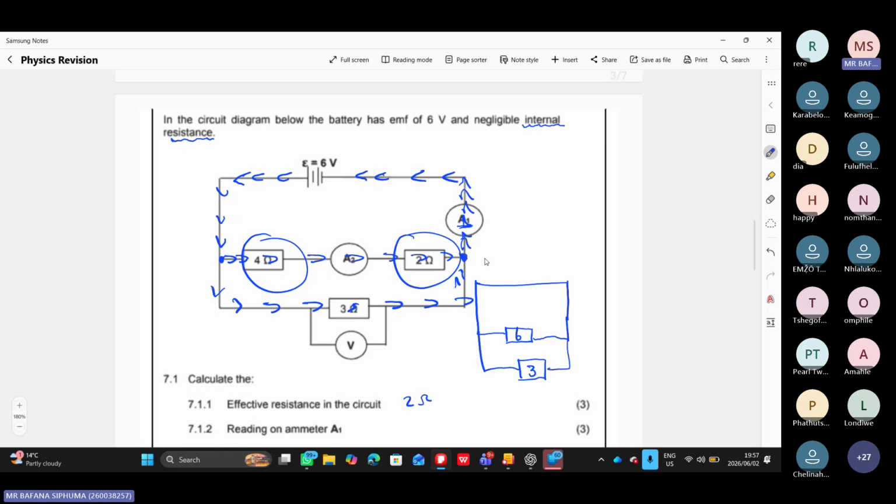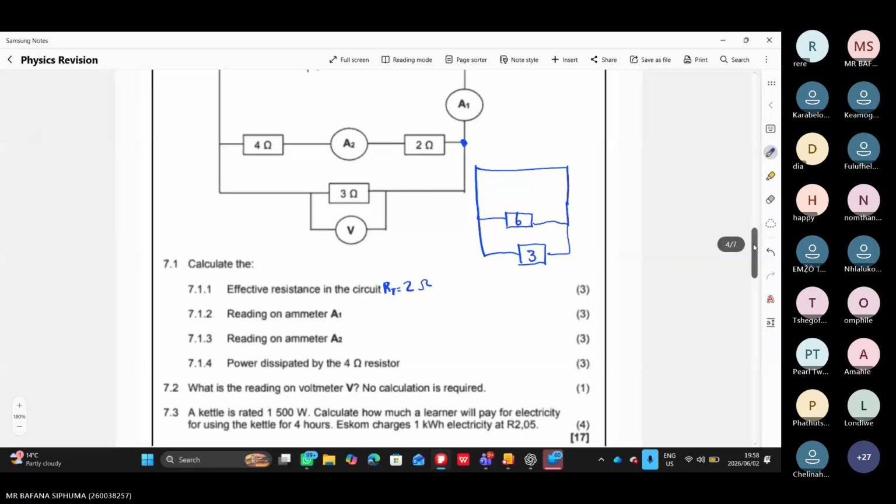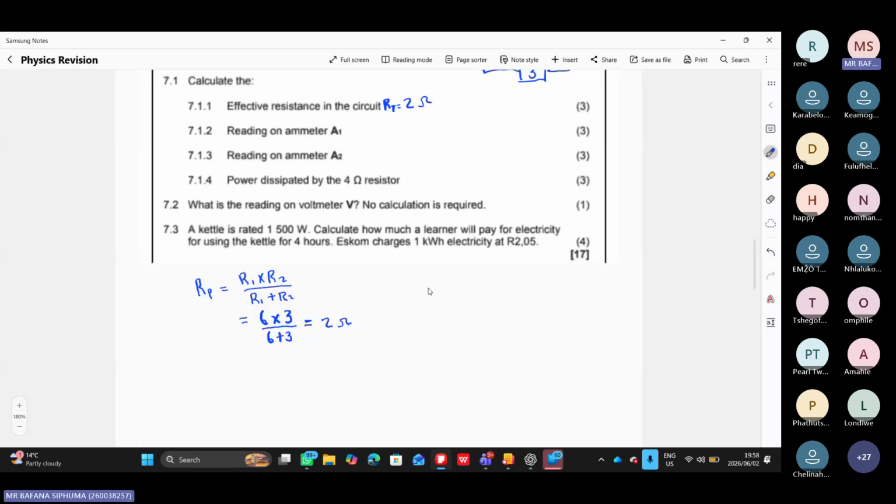It's simple because remember the effective resistance that you calculated, it was basically your RT, your total current, right? Then you also have the EMF, which is 6. Because you don't have the internal resistance, your EMF is just that value, which is 6. So at the end of the day, you're going to use Ohm's law for 7.1.2. You're going to say R is equal to V over I right there.